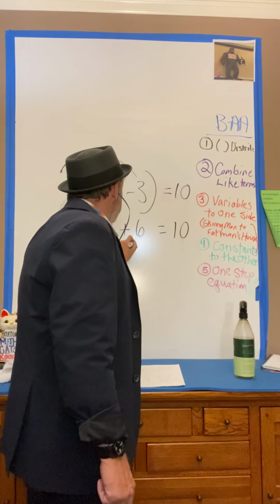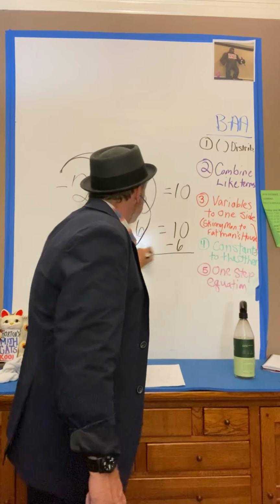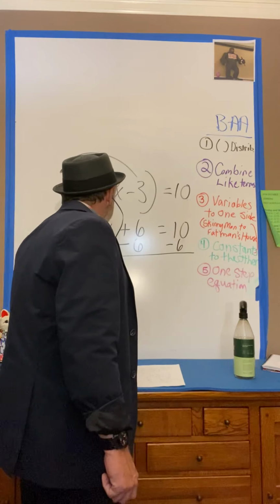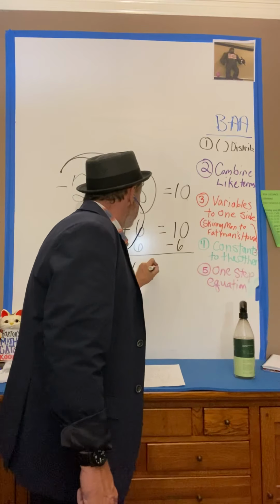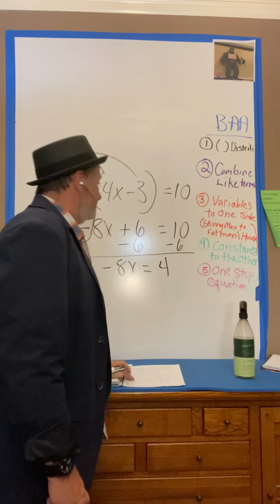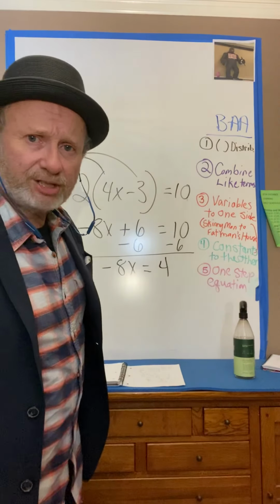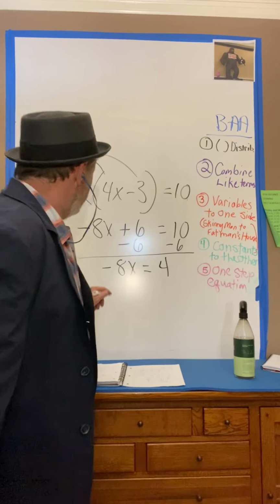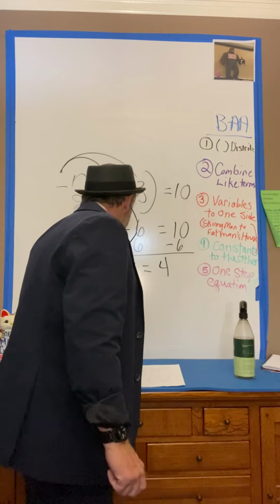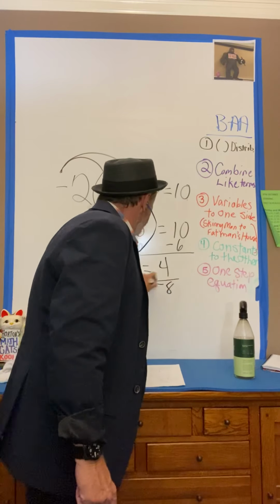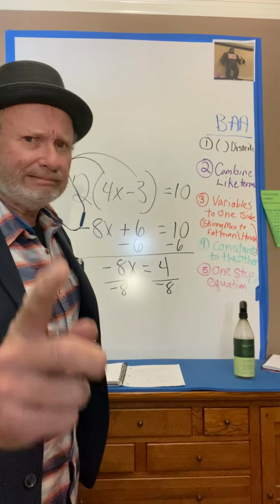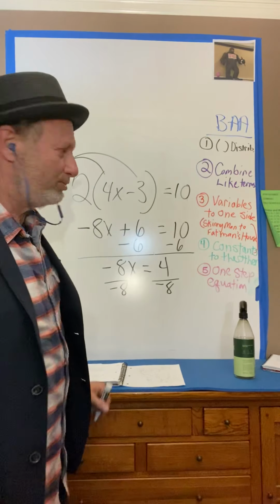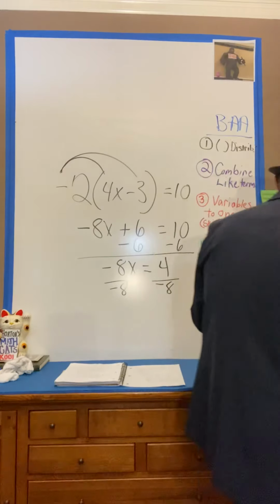So that gives me negative 6 underneath, negative 6 underneath. Now I have negative 8x equals, well, positive 10 and negative 6 is positive 4. Now it's a one-step equation, but wait, if I divide by negative 8, and I divide by negative 8, 8 doesn't go into 4 evenly. Oh, it's going to be a fraction. Those silly fractions, we have to deal with them, but they're not too hard.